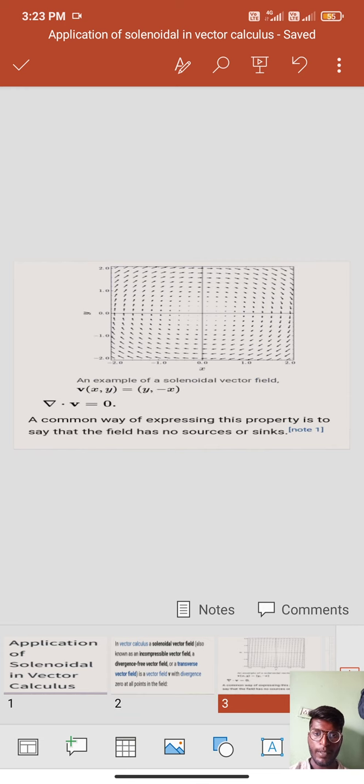Diagram representation of a solenoidal vector in the x and y axes, where the divergence of the points is 0. A common way of expressing this property is to say that the field has no source.